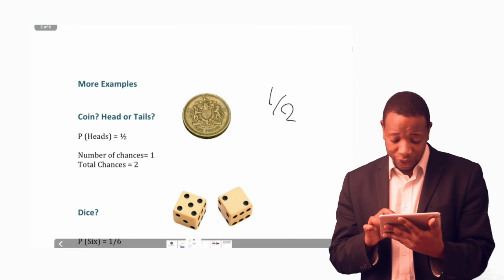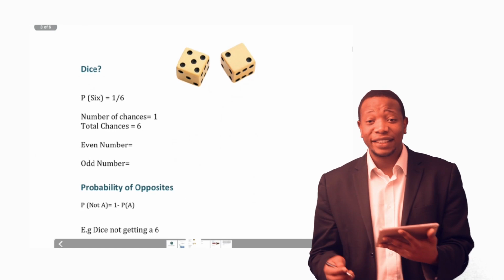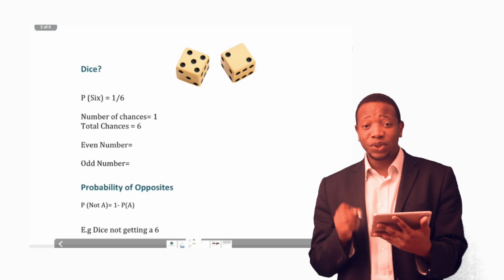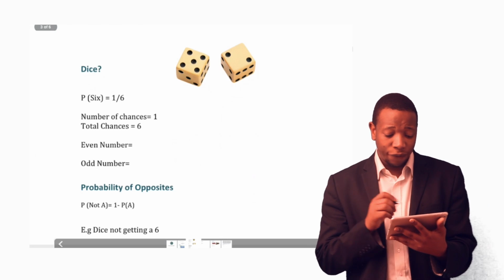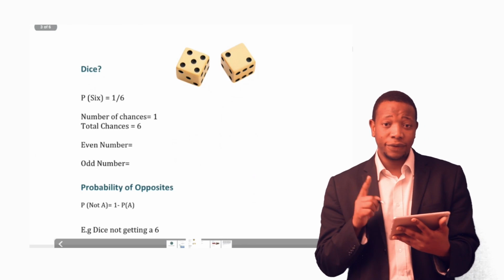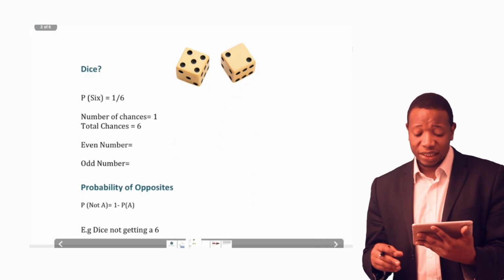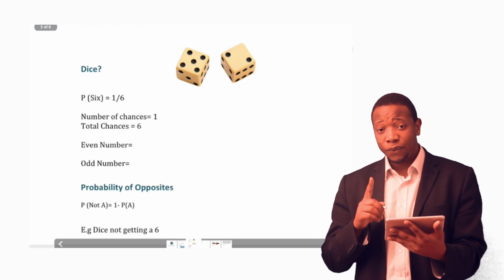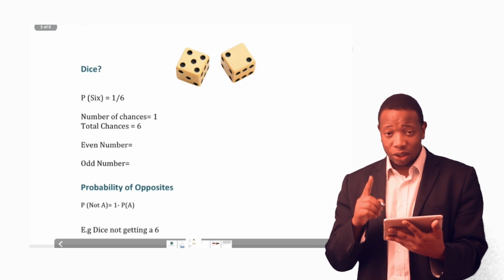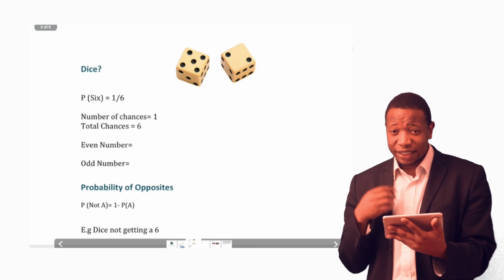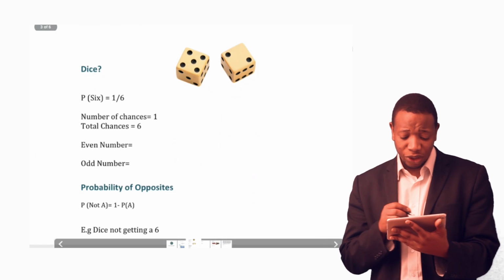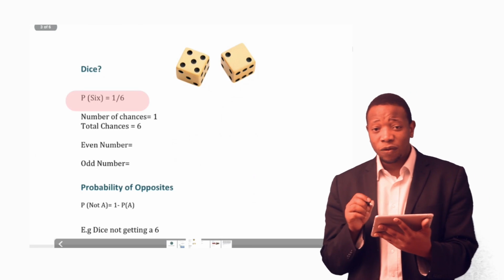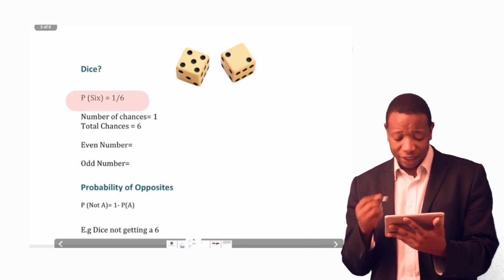Another example we can look at is a dice. Some people like to call it die, but that's beside the point. We're looking at the total chances. If you throw a dice, I've got 2 there, but let's just look at 1 for now. We can always look at the chances for 2 dice when we start looking at the rules of probability. If you throw 1 dice, the total chances is 6, and the probability of getting a 6 is 1. So you have 1 in 6 chances of getting a 6. That will be a sixth.